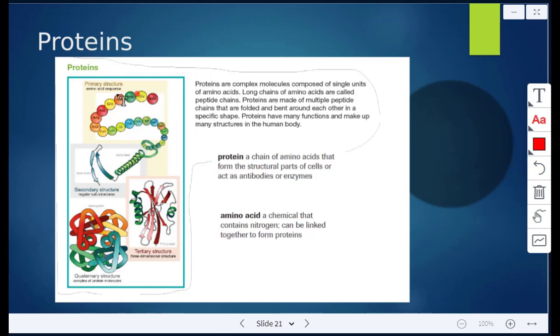So you got the primary structure here, the amino acid sequence. Then we have the secondary structure, tertiary, we see a 3D, we see folding, and then the quaternary structure, which is the complex protein molecule. All right, so a protein, again, it's a chain of amino acids that form the structural parts of cells or act as antibodies or enzymes. And then an amino acid, it's a chemical that contains nitrogen, and it can be linked together to form proteins.